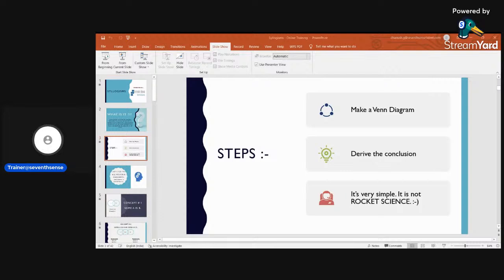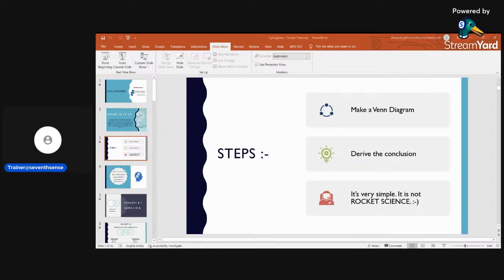All B is A and all C is A. So all the B values will be within the A circle and all the C values will also be within the A circle. Clear? So the conclusions. Between A and B, and between A and C, we can derive conclusions like all B is A, all C is A, some B is A, some C is A, and some A is B and some A is C.